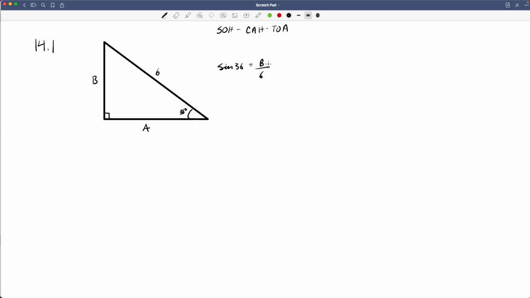Now if I go ahead and multiply that out, I would multiply this side by 6 and this side by 6. Multiplying and dividing by 6 would cancel that. So 6 times the sine of 36 degrees is equal to the length of B. So first of all, before we do the calculation, let's agree to 2 ground rules for our answers this year. Rule number 1.